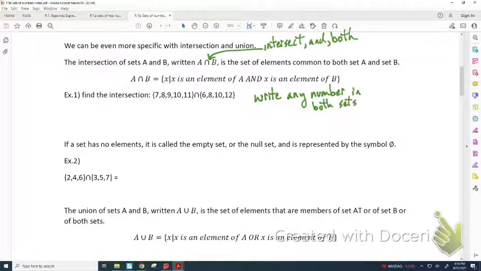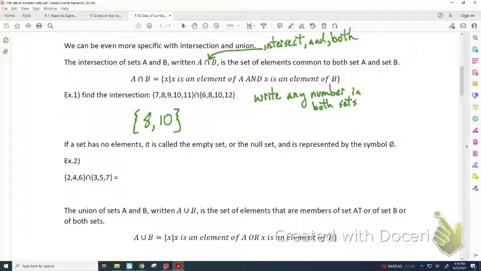The reason why they use the word intersect is because you could use that word. We want to write any number that is intersecting in both sets. But, I don't know, "both" seems to make more sense to most people. So when you see that arch, we are skimming through both sets of numbers and we're going to copy down a number that falls in both. So the number 8 is in both and the number 10.